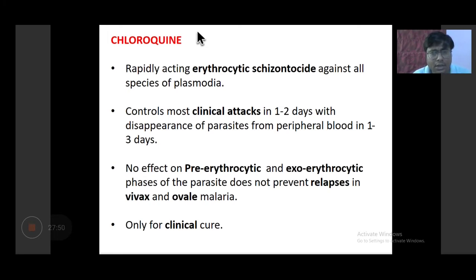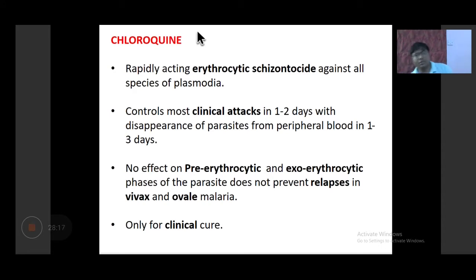Chloroquine, which is the drug of choice in case of chloroquine-sensitive malaria, obviously. It is a rapidly acting erythrocytic schizonticide, as you saw already. Chloroquine has been classified as a high efficacy, fast acting erythrocytic schizonticide, and it controls most clinical attacks in 1 to 2 days, with disappearance of parasite from peripheral blood in 1 to 3 days. So within 1 to 3 days, the clinical cure happens.